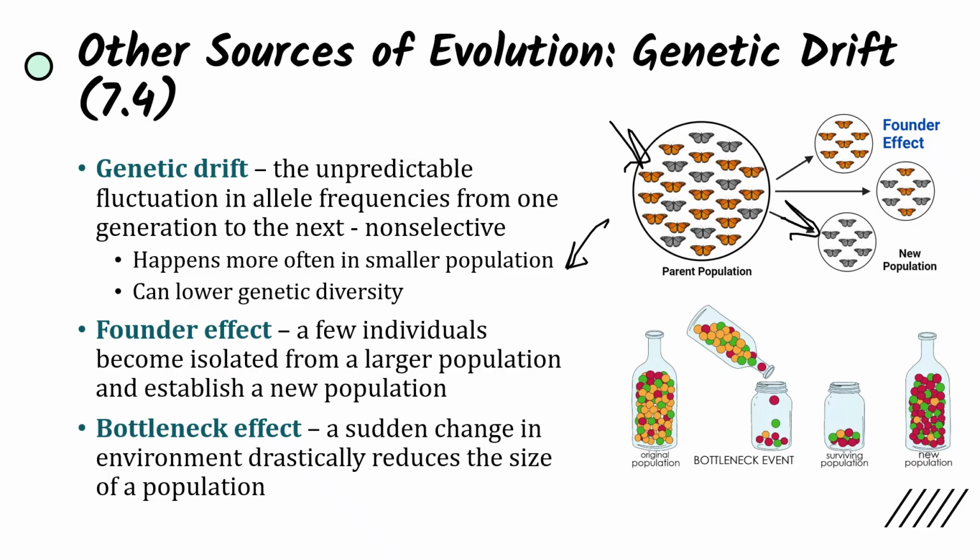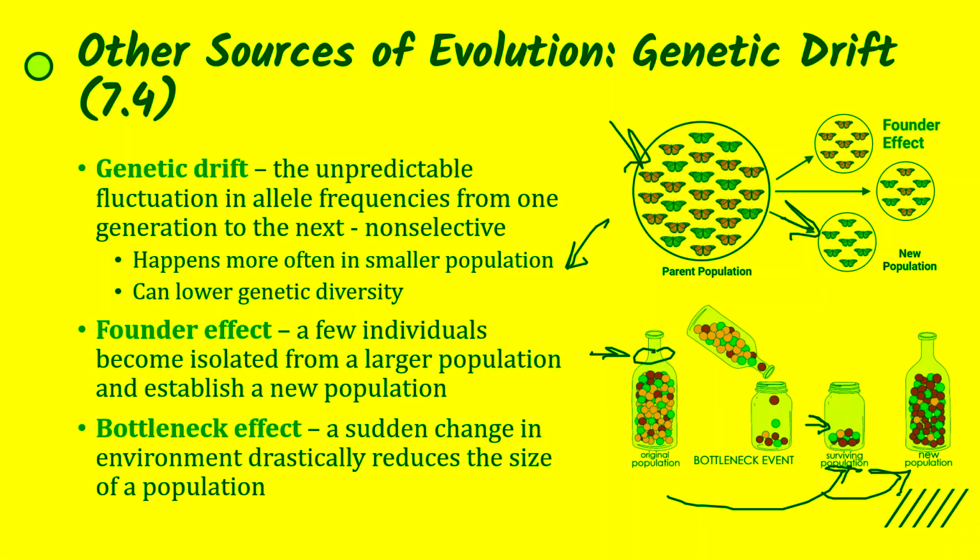We see the bottleneck effect, where a sudden change in the environment can drastically reduce the size of a population. The population has gone through the bottleneck, the skinny part of the bottle. In this original population that has marbles of yellow, green, and red, after the bottleneck event, which is completely random, it could be a forest fire or something like that that just reduces the size of the population, we see primarily only red and green marbles left in the surviving population, and so the new population is going to reflect differently. It's going to have a different genetic makeup and different allele frequencies compared to the original population.